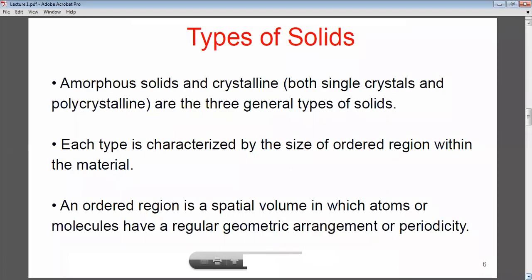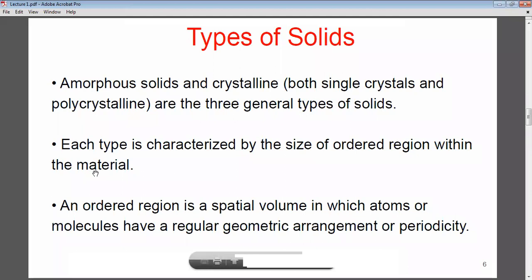Okay, now, what are typical types of solids? Solids are actually made of three types. It can be completely amorphous, or it can be polycrystalline, or it can be crystalline. In the coming slide, I'm going to show you exactly what these look like. Each type is characterized by the size of the ordered region within the material. For example, if there is no ordered region whatsoever, this is an amorphous solid, okay? If there is some ordered region plus some not ordered region, this is a polycrystalline material. If the whole material is ordered, then we say it is a single crystal.